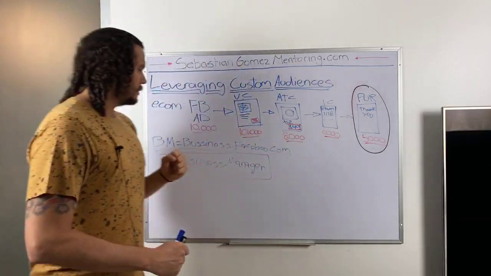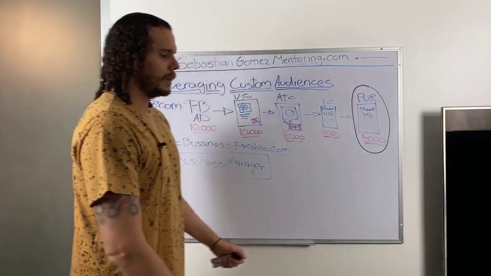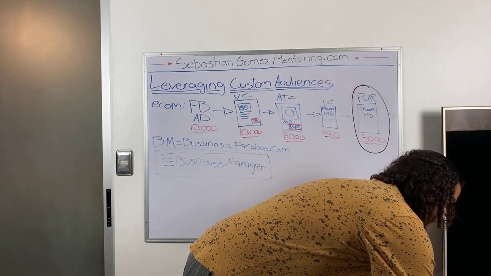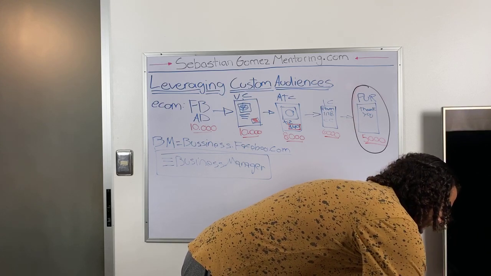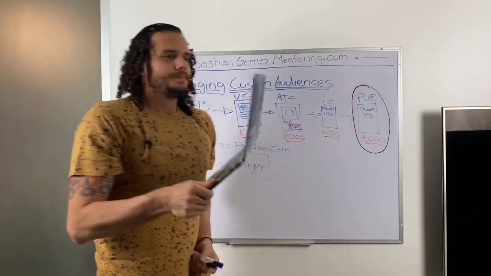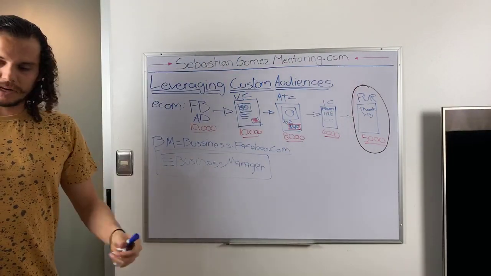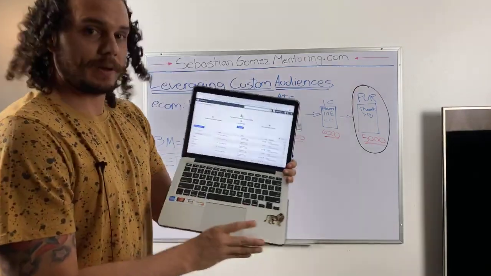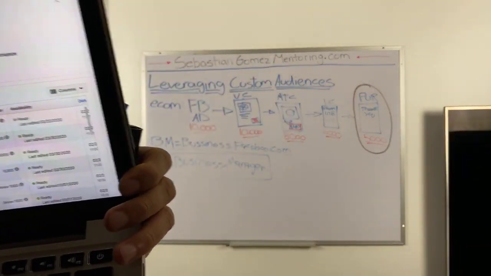Okay, so let's go back. Once you click to the business manager section, you're going to be able to see, and I want to show you this on my computer so you guys can see that we're not fooling around. You're going to click here, and you're going to get to this page, on Facebook and over here on Instagram.